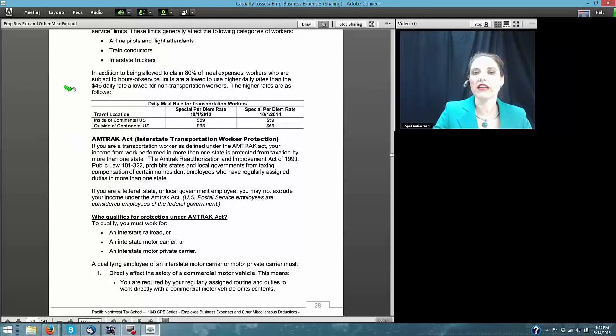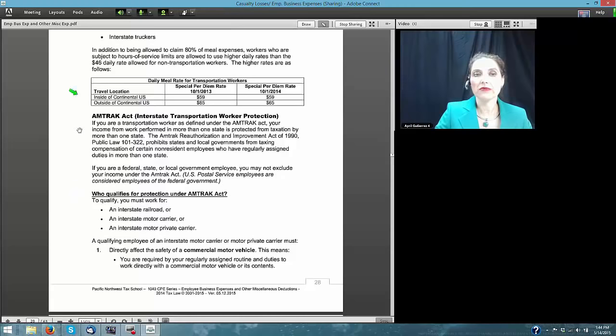In addition to being allowed to claim 80% of these meal expenses, workers who are subject to hours of service limits are allowed to use higher daily rates than the $46 a day rate that applies to non-transportation workers. So non-transportation workers are stuck with that $46 a day rate unless they can show they were in a high-cost area. But if you're a transportation worker, you can go with the higher number that you see here, $59 a day for travel inside of CONUS, and $65 a day for outside of CONUS. And again, those two numbers haven't changed in a number of years either.